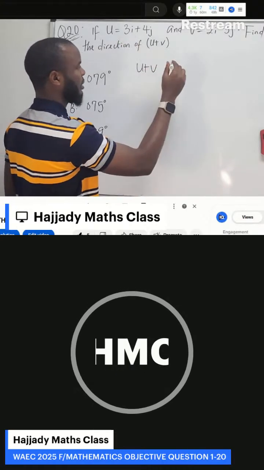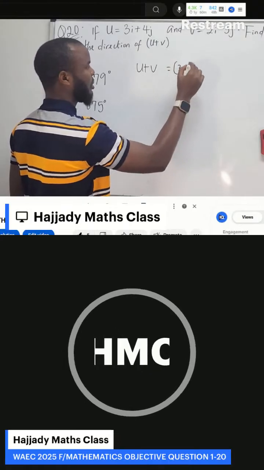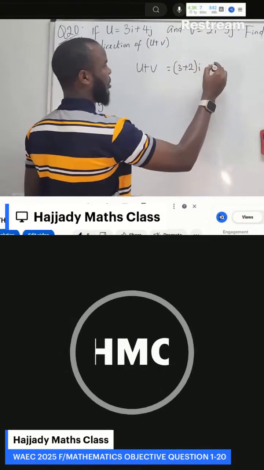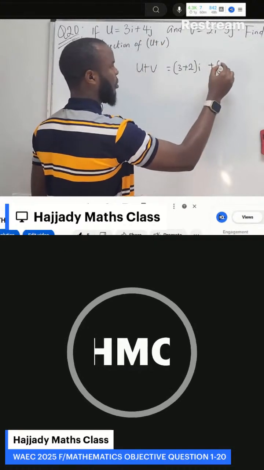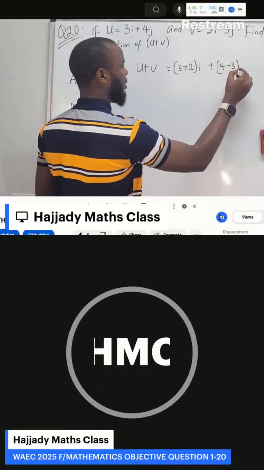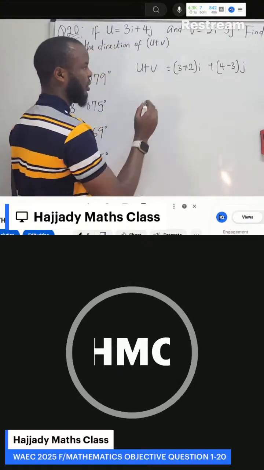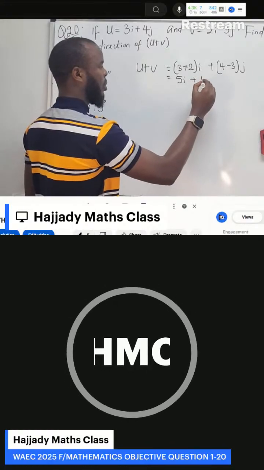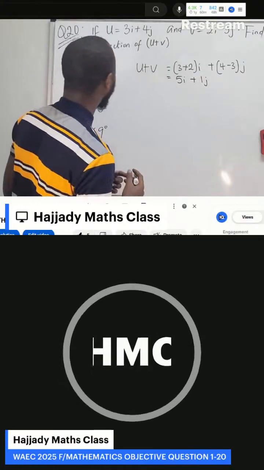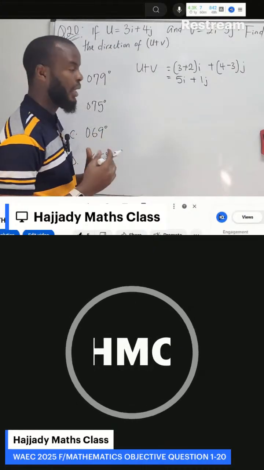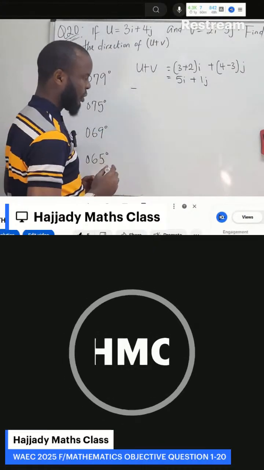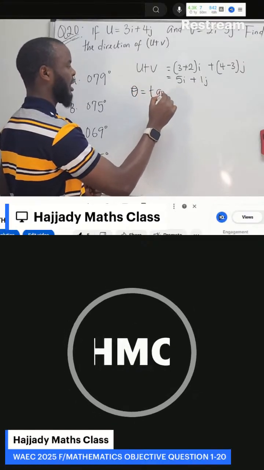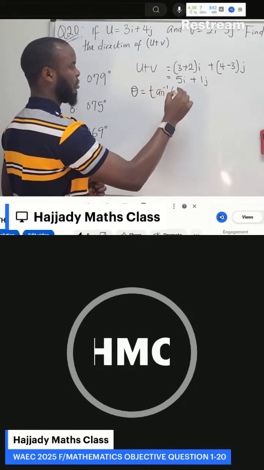Now here, looking at this, the coefficients: we have 3 plus 2, i plus 4 minus 3 j. So this is going to be 5i plus 1j. And we're interested in the direction of u plus v. The rule to get the direction, which is theta, is going to be tan inverse of b over a.